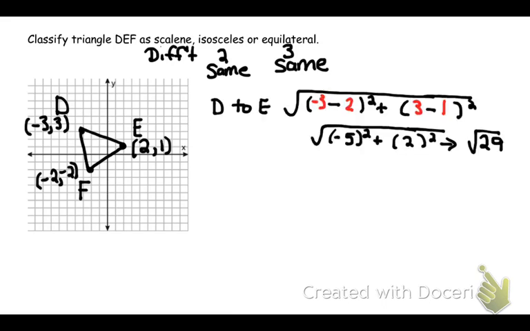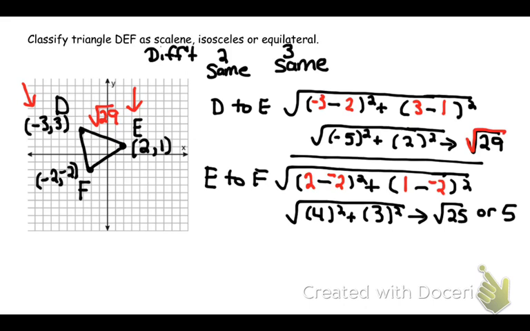So when I input the values for point D and point E, I got the square root of 29 to be the distance. So if it's horizontal or vertical, we can count, but whenever we have a diagonal, we have to use the distance formula. So now let's do E to F. So for E to F, we ended up getting 16 plus 9, so it's the square root of 25, and that simplifies to 5.